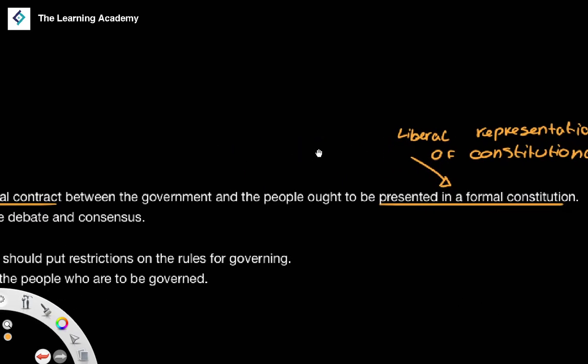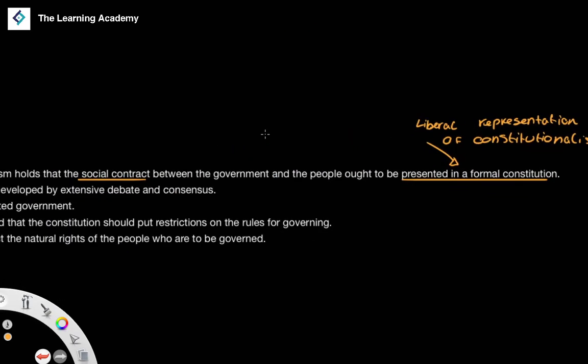Effectively what this means is when we have a system of government by consent, we are consenting to a relationship between the people, us as individuals, and the state and the government. This can be represented in the form of some kind of social contract. As we know, Jean-Jacques Rousseau is someone who talks about the social contract in quite a lot of detail. According to the liberal framework, this social contract, this relationship between government and the people, and the way in which it operates, should be presented in a formal constitution.